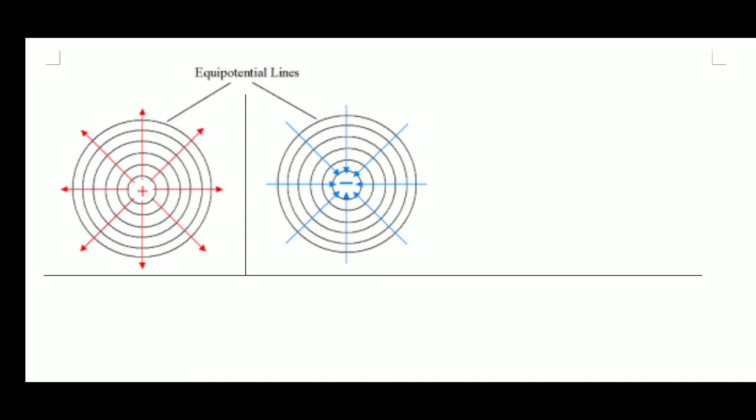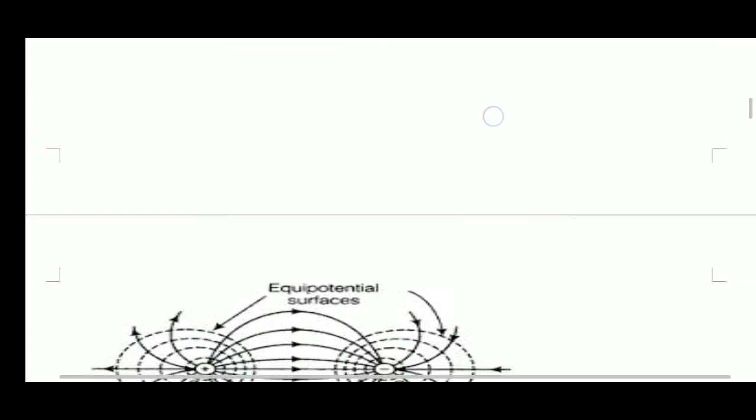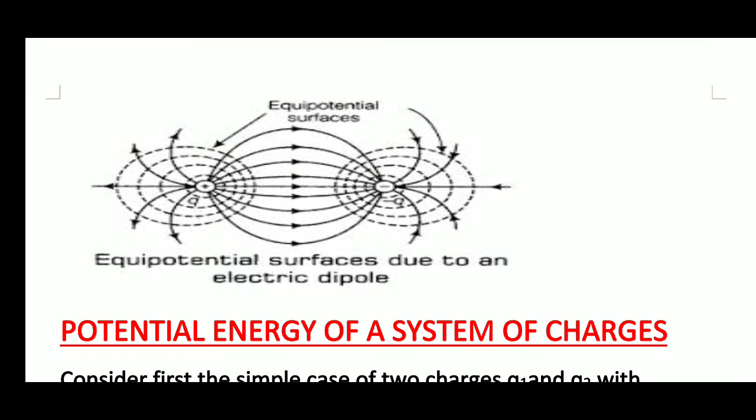In the same way, for a negative charge, the nature of the spherical surfaces will be the same, that is, hollow concentric circles, and the direction is towards the charge. For an electric dipole, you can see this third diagram, one positive charge, one negative charge. You can see these dotted lines, they are the equipotential surfaces due to an electric dipole.